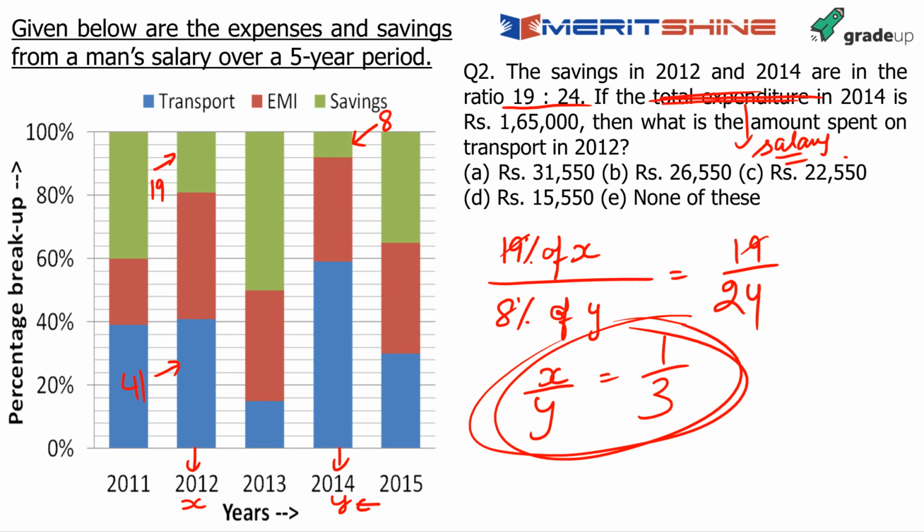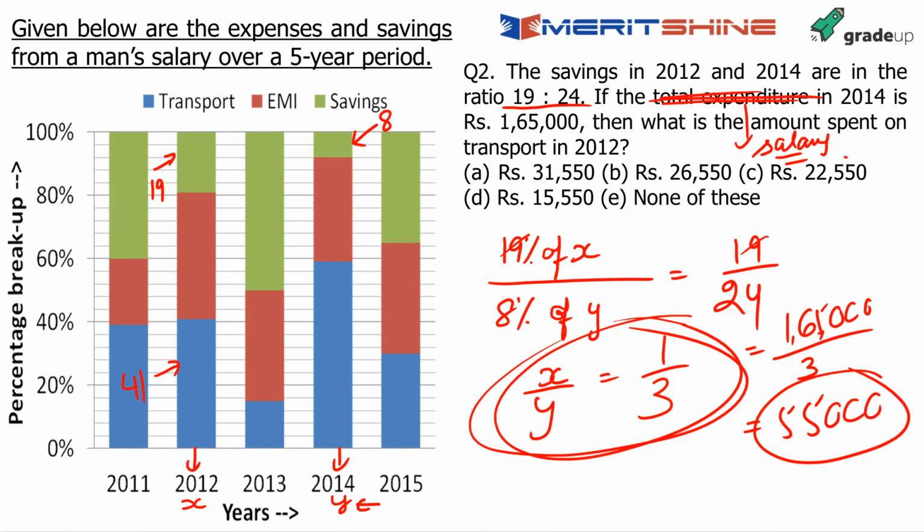Now if y is already given to you as 1,65,000, what would be the value of x? X would be equal to 165,000 upon 3, which is 55,000. This is very simple. If y is given as 1,65,000, one third of 1,65,000 would become 55,000 here. Fine. So that's the salary for 2012, which is the value of x.